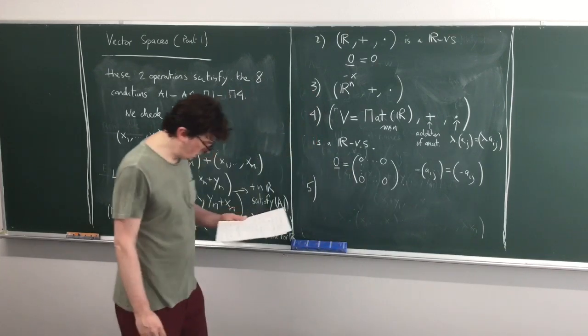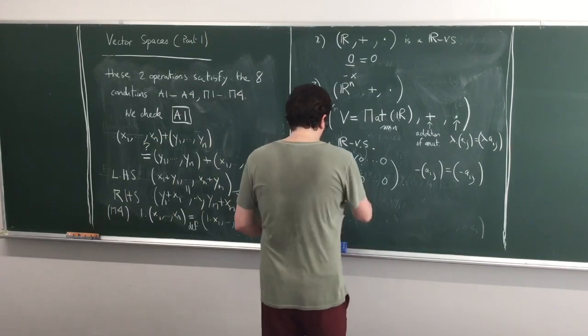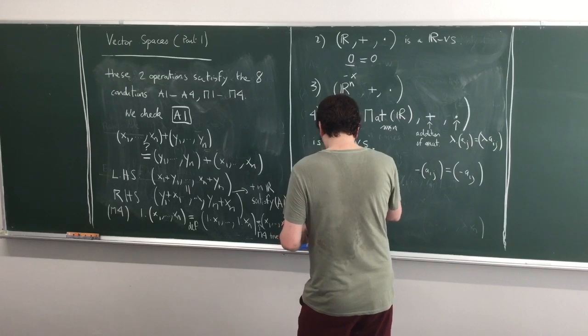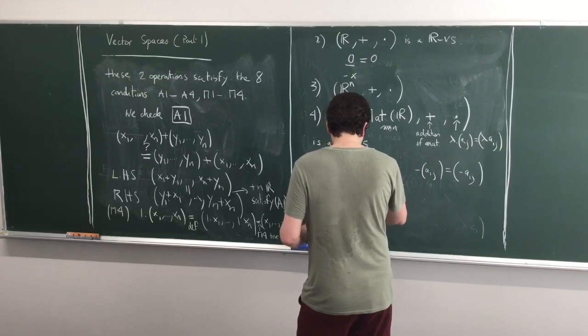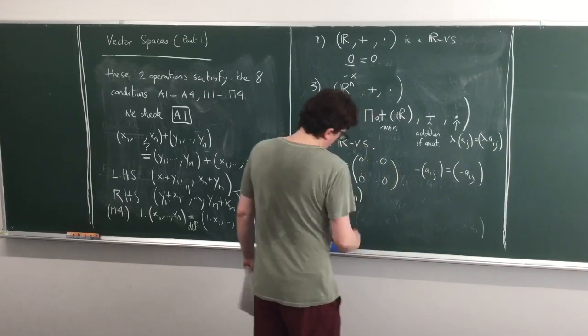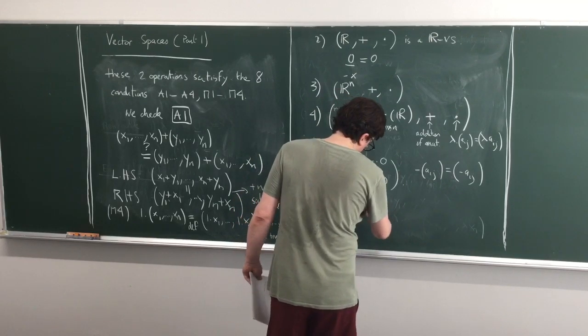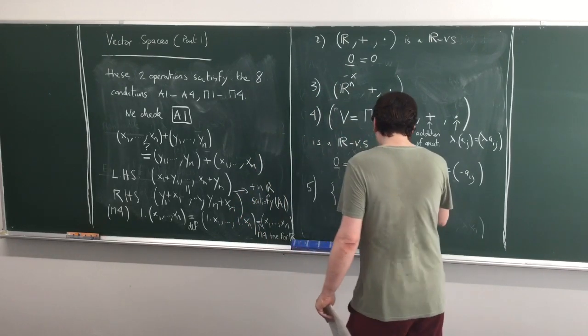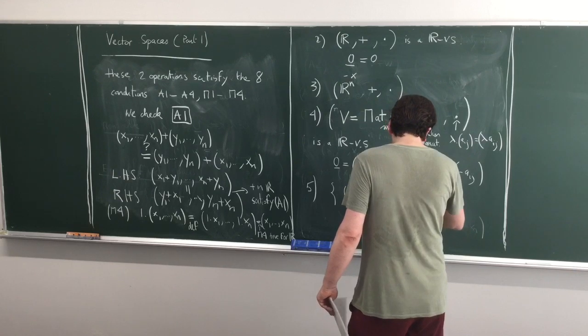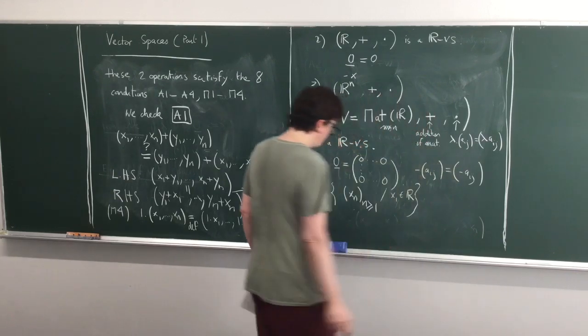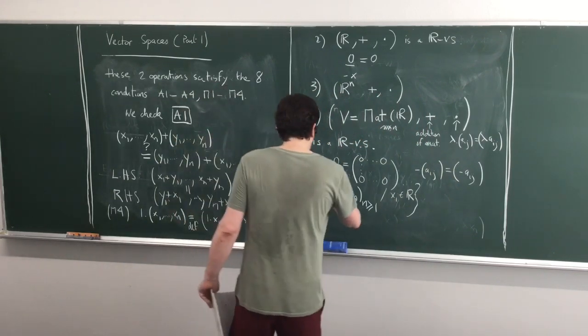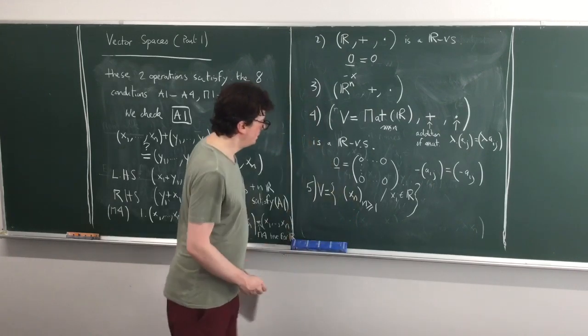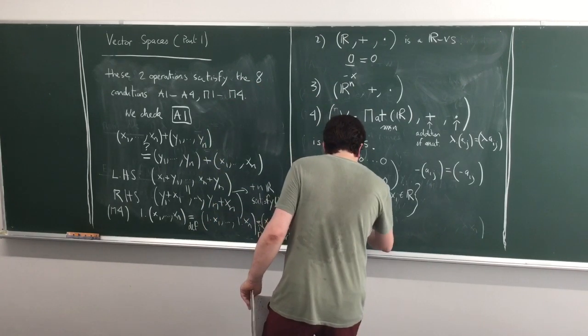Okay, so another example, we can consider the set of sequences of real numbers, so the x_i are real numbers. This will be our V. So this is called the sequence space.